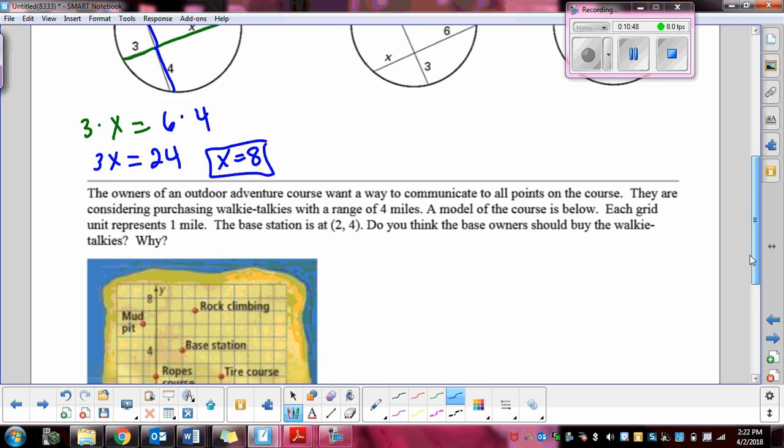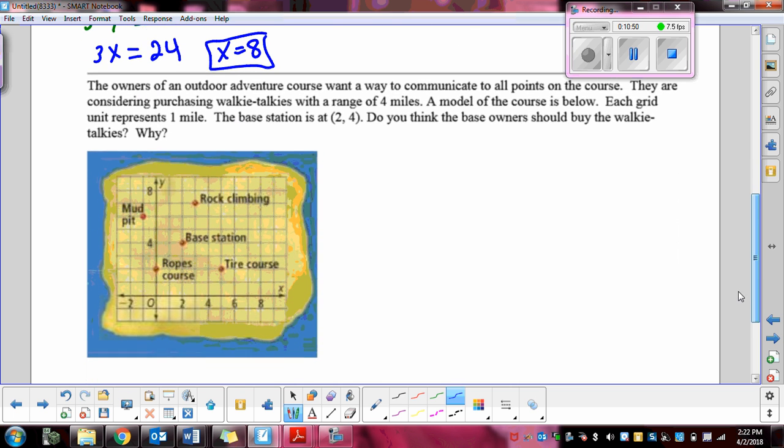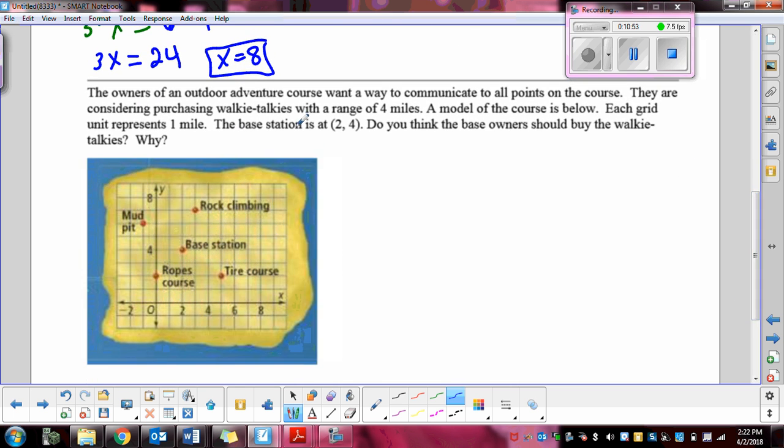The owners of an outdoor adventure course want a way to communicate to all the points of the course. They are considering purchasing walkie-talkies with a range of 4 miles. The model of the course is below. Each grid represents 1 mile. The base station is at 2, 4. Do you think the base owner should buy walkie-talkies? Why? It only ranges 4 miles.